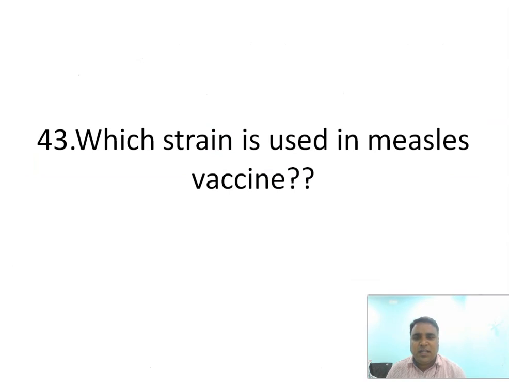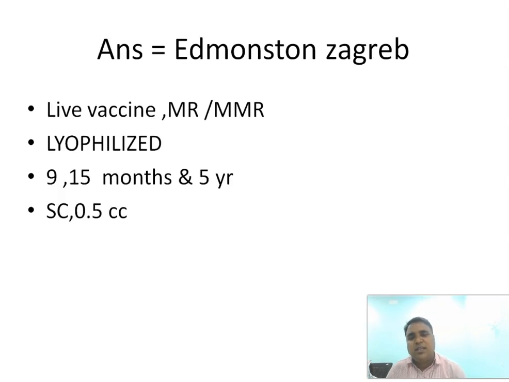Next, which strain is used in measles vaccine? As you know, which strain are we commonly using? The answer is Edmonston-Zagreb strain. Measles vaccine is a live vaccine. Either we can get MR or MMR. MR we are getting in our government setup as per NIS, and MMR as per IAP.